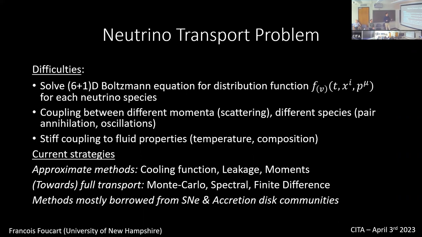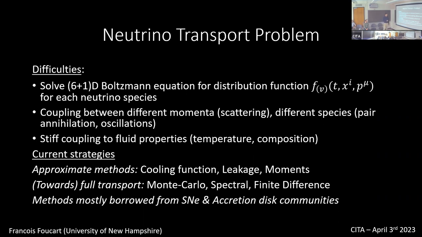On top of that, there can be couplings between very different parts of the parameter space of that function. There are important scattering effects, which couple different momenta. There are pair annihilations, which couple neutrinos to antineutrinos. There are oscillations, which couple neutrinos of different flavors, meaning that all of these distribution functions are coupled to each other in their evolution, sometimes relatively stiffly. And on top of that, there is very stiff coupling, so very large source terms, in the coupling between neutrinos and the fluid, a very strong coupling of the neutrino to the temperature and composition, at least in the denser regions of your system.